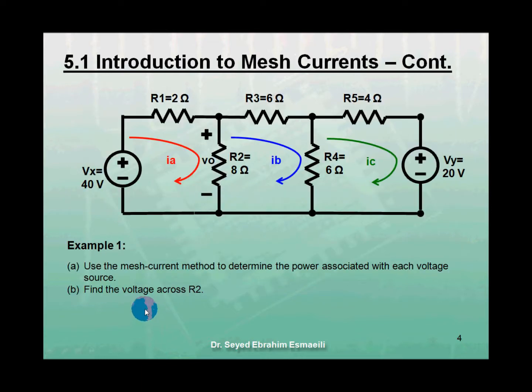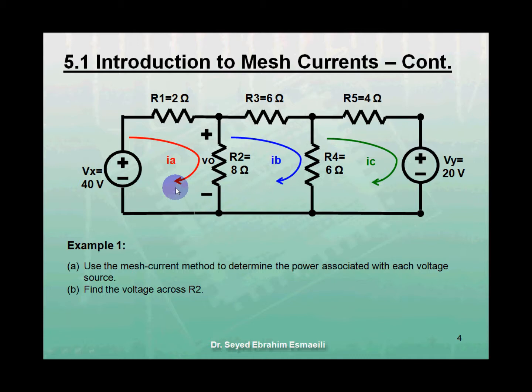In example 1, we need to use the mesh current method to determine the power associated with each voltage source. We then need to find the voltage across R2. We begin by noting that we have three meshes. We can call this one mesh A, the second one mesh B, and the third one mesh C.